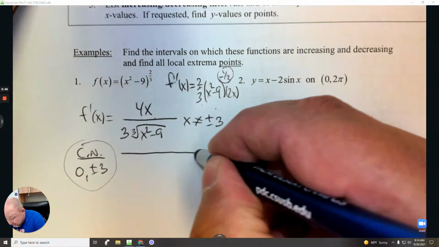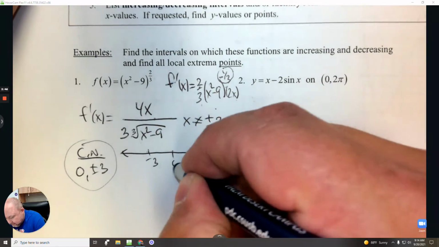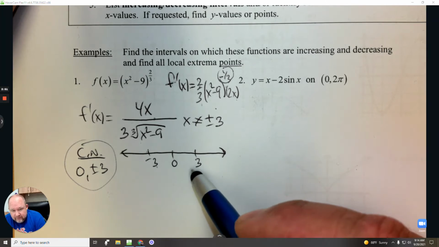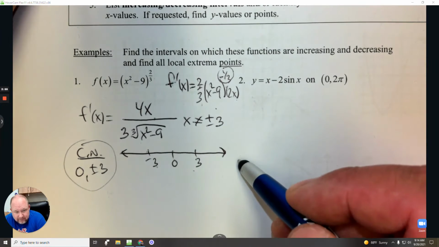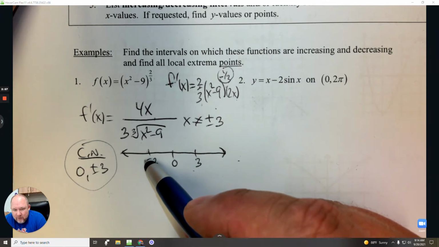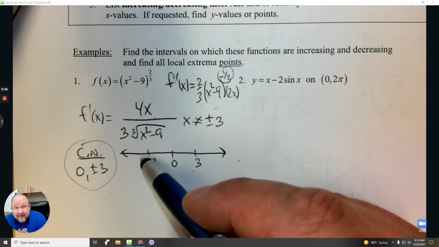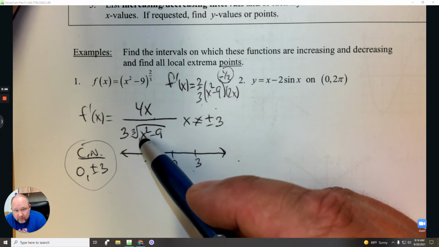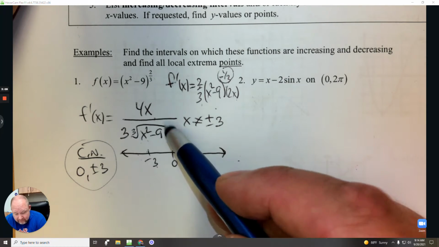I'm going to draw a number line and label it using those numbers. This is where the derivative is undefined, and this is where the derivative is equal to 0, from negative infinity to positive infinity. Now, I'm going to plug in a number smaller than negative 3, let's say negative 4. Negative 4 squared will be 16, take away 9. So it's going to be a negative divided by a positive.